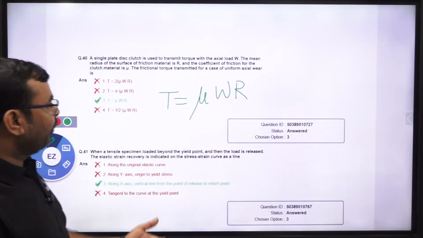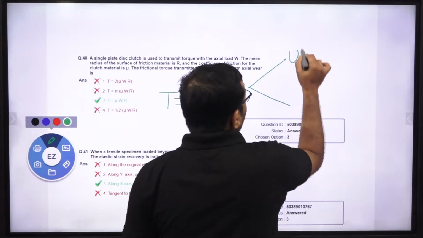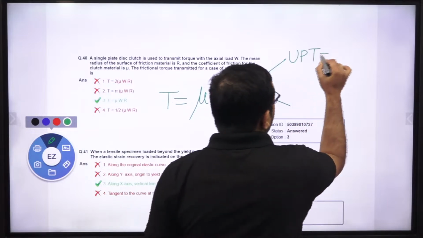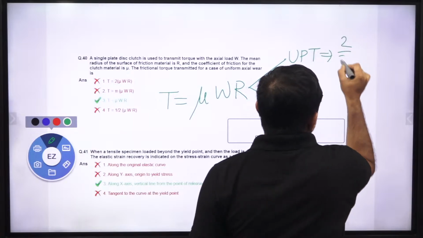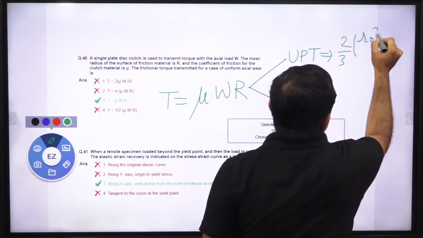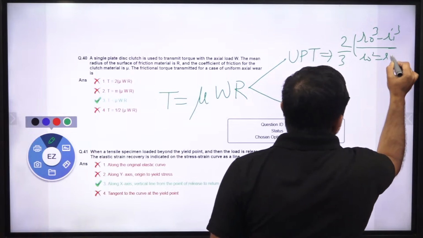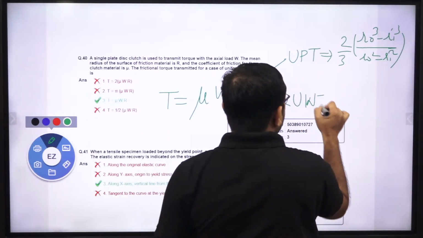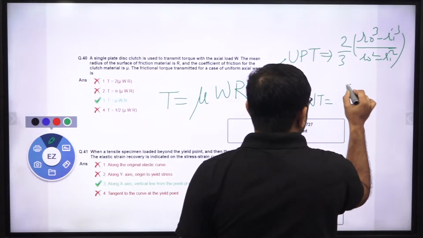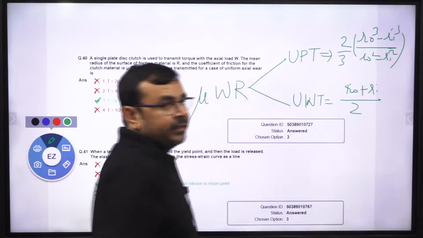And obviously, if you use uniform wear theory or uniform pressure theory, if I talk about uniform pressure theory, then on the basis of this, the mean radius can be represented like this: 2 by 3 times (Ro cube minus Ri cube) over (Ro square minus Ri square). And similarly, on the basis of uniform wear theory, we have this relation, that is (Ro plus Ri) by 2 only. Is that clear?